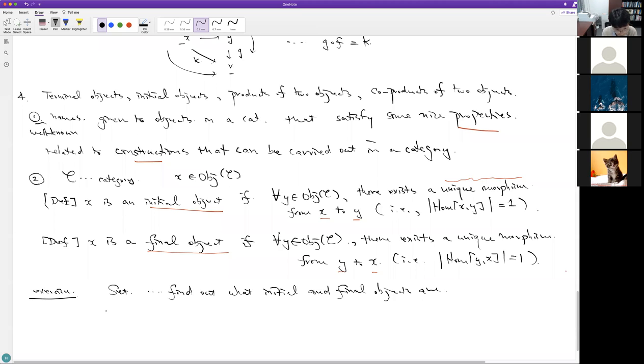And then the second exercise is, suppose we have a partially ordered set. Do the same thing. Initial and final objects in a partially ordered set might or might not exist, but suppose they exist, then what are they going to be? That's the second question. I will give you 3 minutes to think about this.